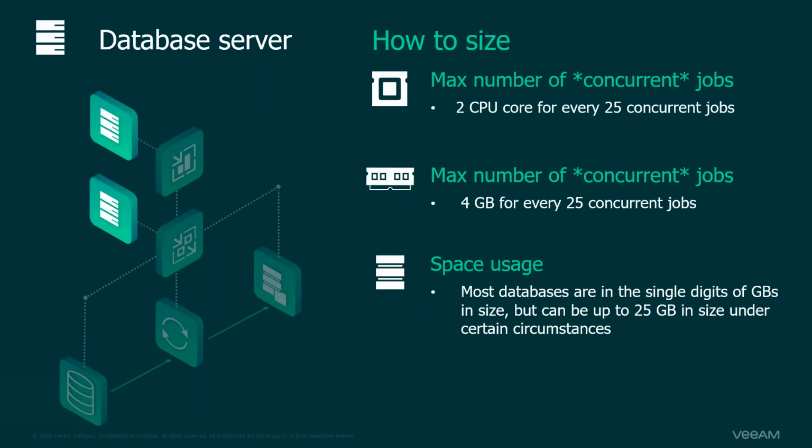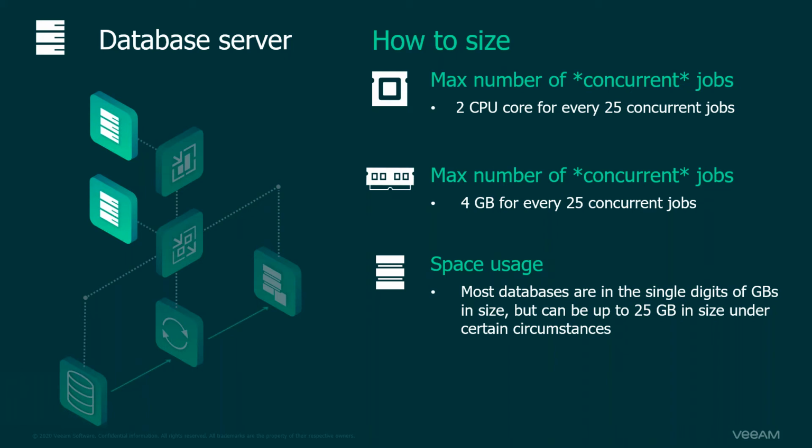So we'll go on to our database server now. Just like the backup server, we're going to be looking at the number of concurrent jobs. For our database server, we're going to say 2 CPU or 2 cores for every 25 concurrent jobs. Now, if you put this on your VBR server, let's say you install SQL Standard on your VBR server, these will be in addition to the requirements that we just went through.